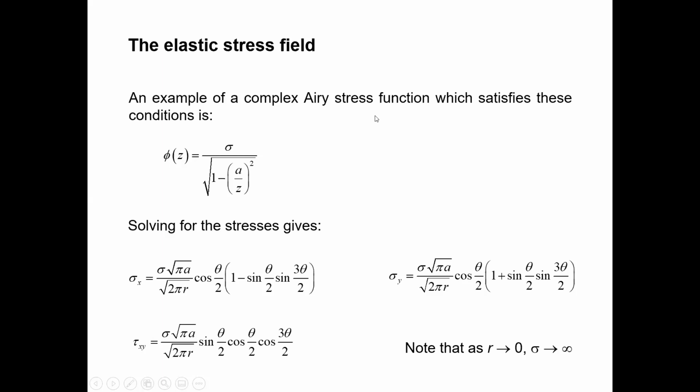Now how can we derive the equations? We solve this equation, so we have the functions. Solving this equation, you can derive the answers like this for the stresses: sigma x, sigma y, and tau xy.